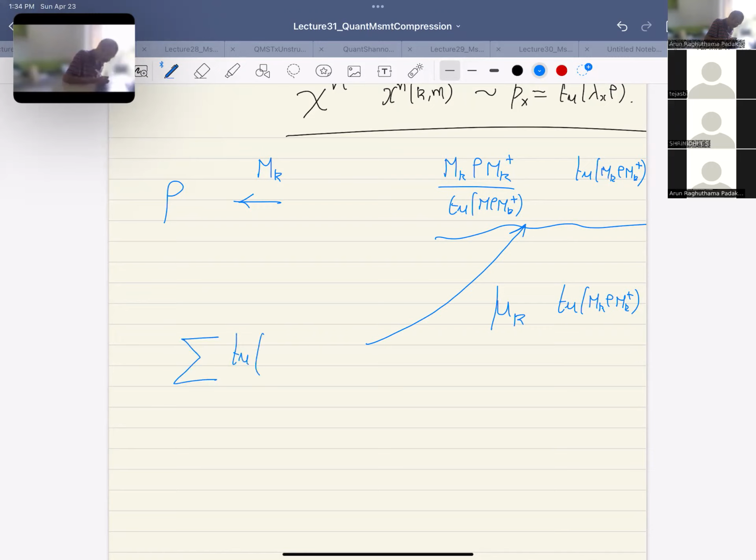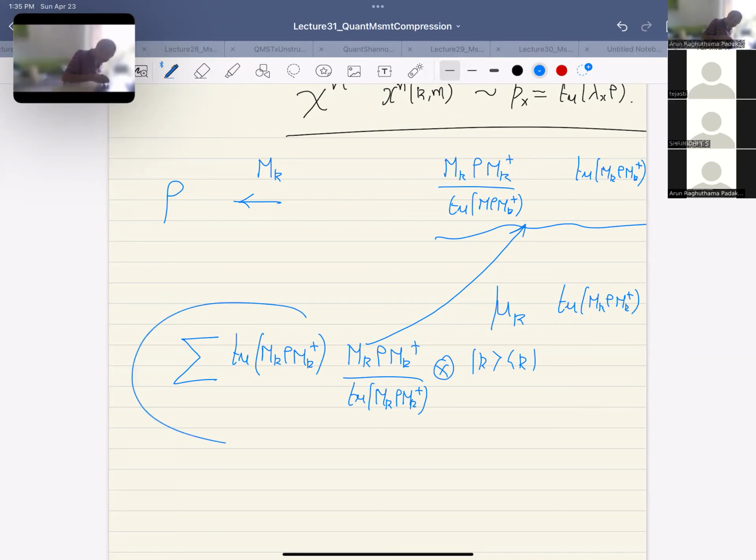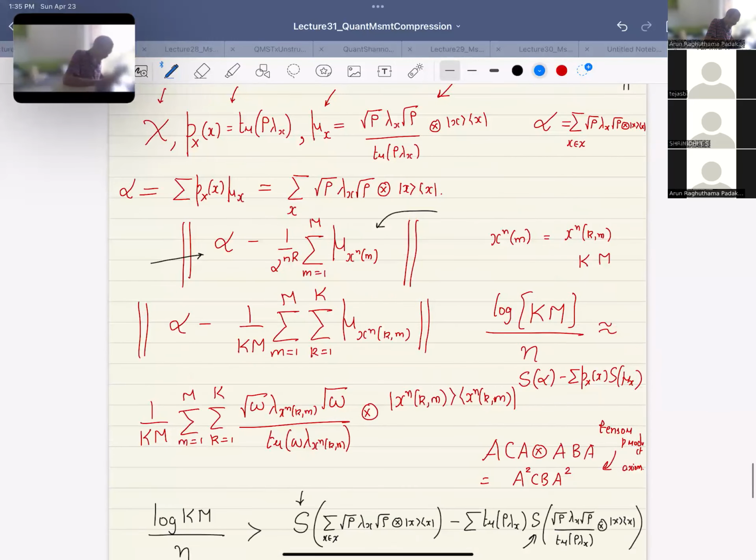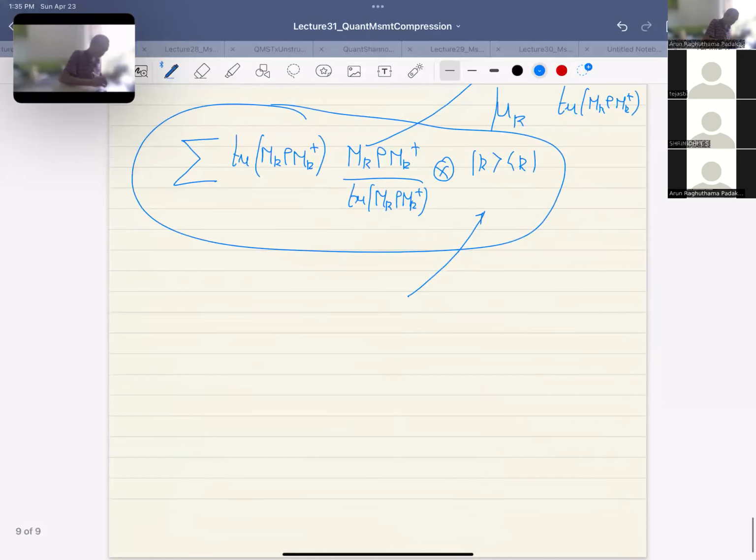What you're getting is essentially this: put the probability on the left, M_k rho M_k dagger, times the state. What is the state? There is a quantum part and there is a classical part. I'm mixing the state. Now, how do I simulate the state? Well, you don't need all the outcomes. That's what the covering lemma is telling. You don't need all the x^n's. You can take a sparse sampling of the x^n's, a sparse set of outcomes, and essentially simulate the entire state.